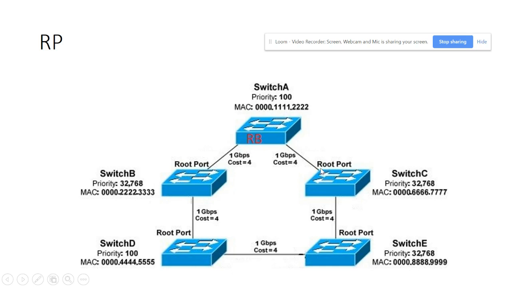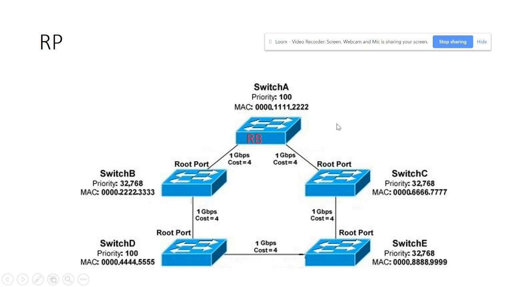For switch C, similarly, the cost of this port is lower. The cost on the path connected to this port is the lowest. So this port becomes the root port. So I have labeled a root port for all switches except the root bridge.